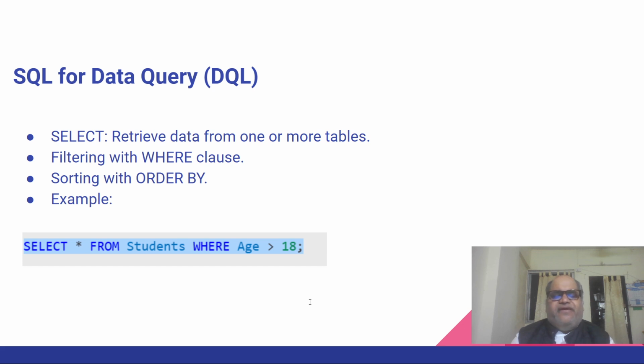The example selects all students older than 18. How? We are saying select all. So select all means it is selecting all the columns of students, right? So select all from students where age is greater than 18, and you can use order by to sort it, plus several other modifiers on top of it.